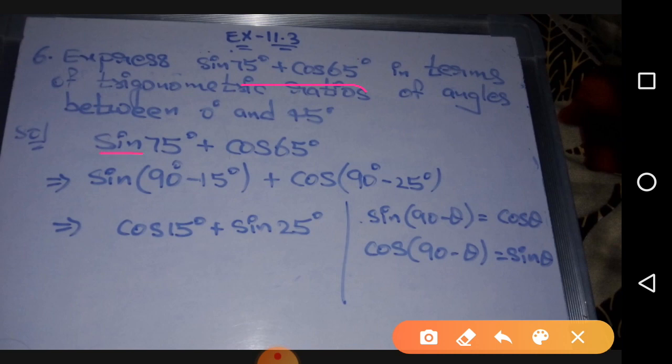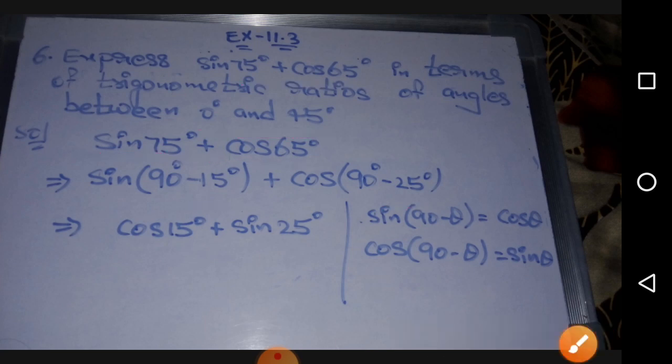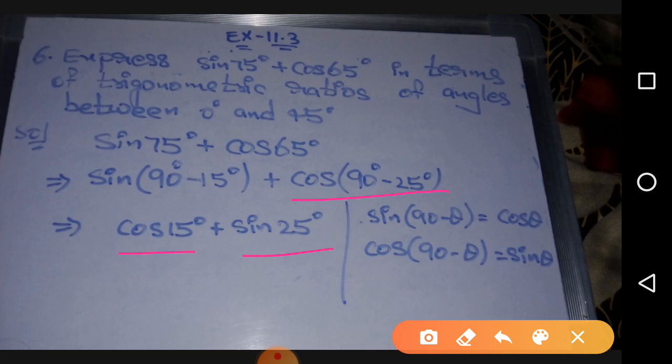What is the question which is given to us? Sin 75 plus cos 65. Can we write sin 75 as sin (90 minus 15), and cos 65 as cos (90 minus 25)? Why are we doing this? Because it is given that the angles should be between 0 and 45, and 15 and 25 are the values which are in between. So sin (90 minus 15) is cos 15, and cos (90 minus 25) is sin 25. Thus sin (90 minus theta) is cos theta, and cos (90 minus theta) is sin theta.